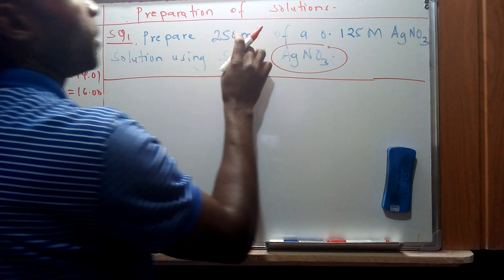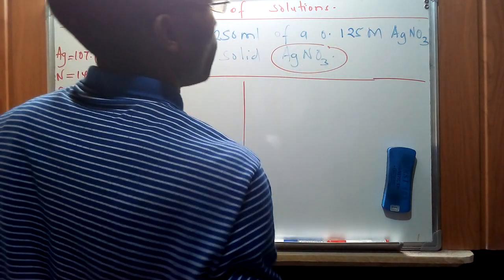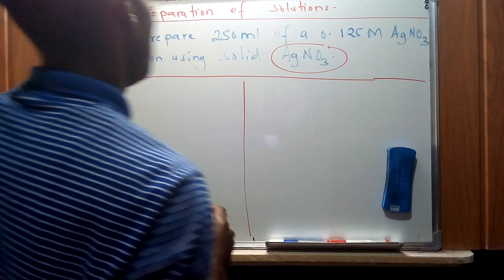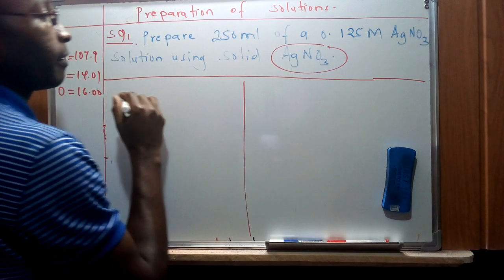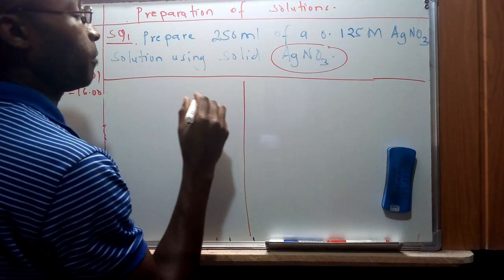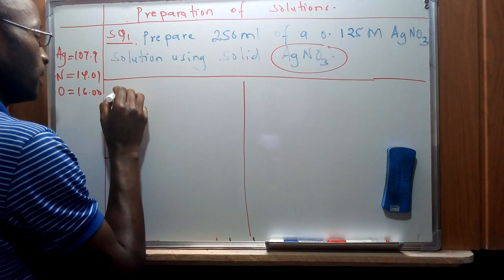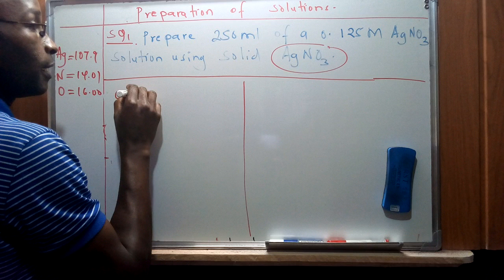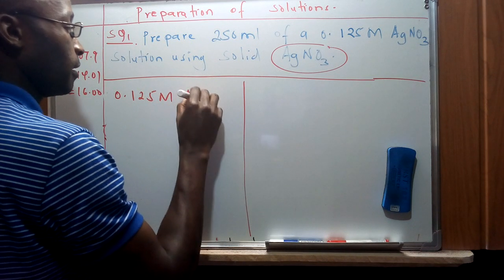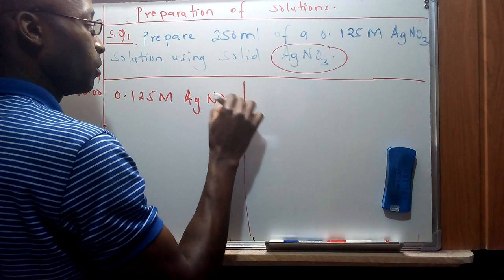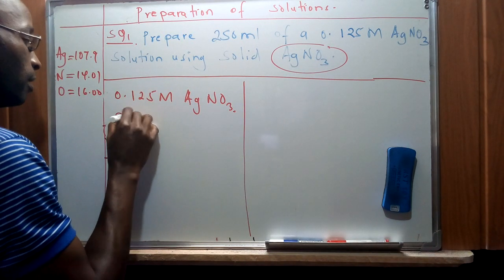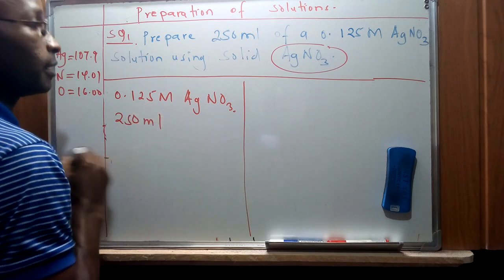Prepare 250 ml of a 0.5 molar silver nitrate solution using silver nitrate solid. So in this case, we will just extract the information that we have been given from the question. We have a 0.125 molar silver nitrate solution that we are supposed to prepare, and this solution is supposed to be 250 ml.